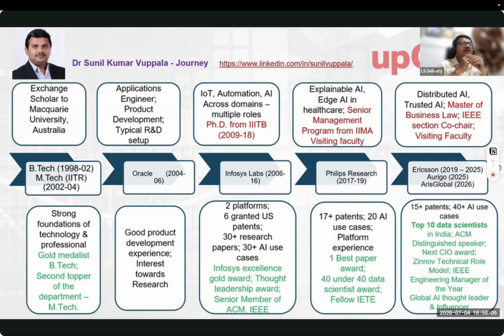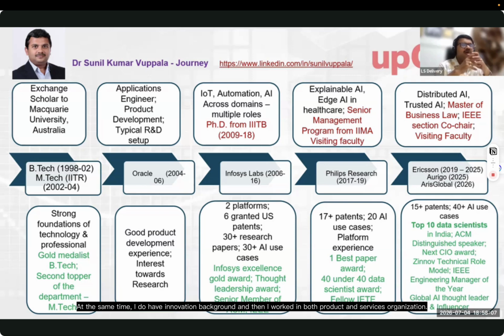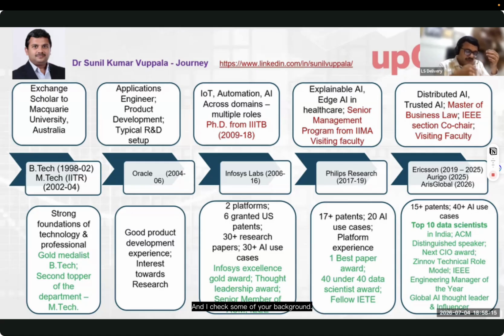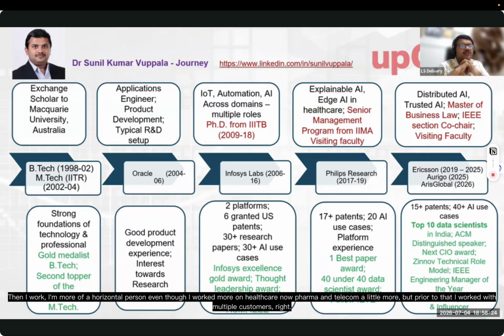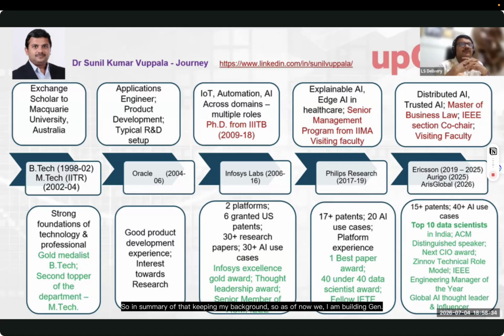That's a good part. At the same time, I do have an innovation background, and I worked in both product and services organizations, so I'll give my expertise in this process. I can also add some examples from telecom from my previous background. I'm more of a horizontal person, even though I worked more on healthcare, now pharma and telecom a little more. But prior to that, I worked with multiple customers, right? In summary, as of now, I am building Gen AI and agentic AI applications at production level, which are generating revenue as well.